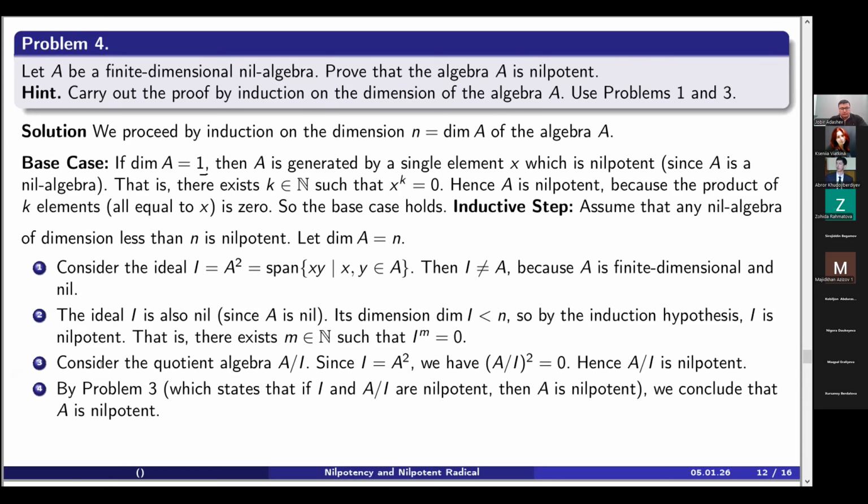Okay? Consider the quotient algebra A/I. Since I is equal to A squared, we have (A/I) squared is 0. Hence, A/I is a nilpotent algebra. By problem 3, we conclude that the algebra A is nilpotent.